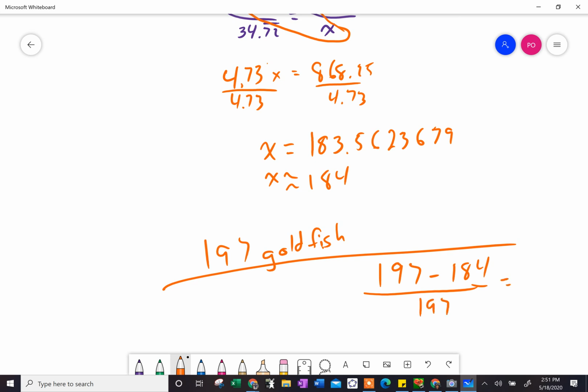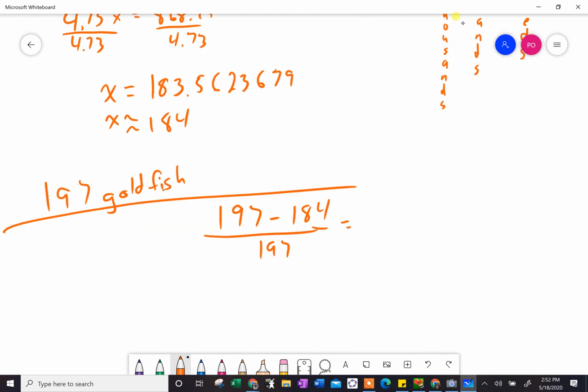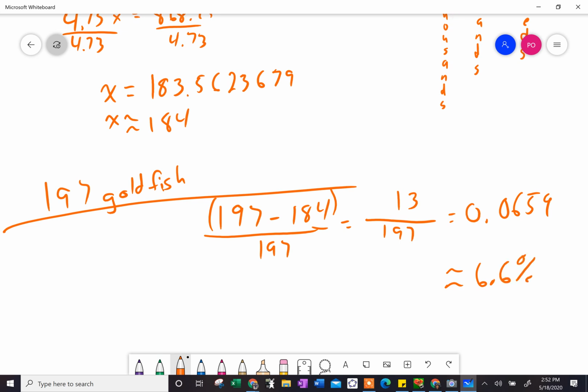So I'm going to take 197 and subtract 184, and that gives me 13 over 197, which is pretty fantastic. It's 0.0659, which is about 6.6%. I was only off by 6.6%, which is pretty phenomenal, considering my experiment.